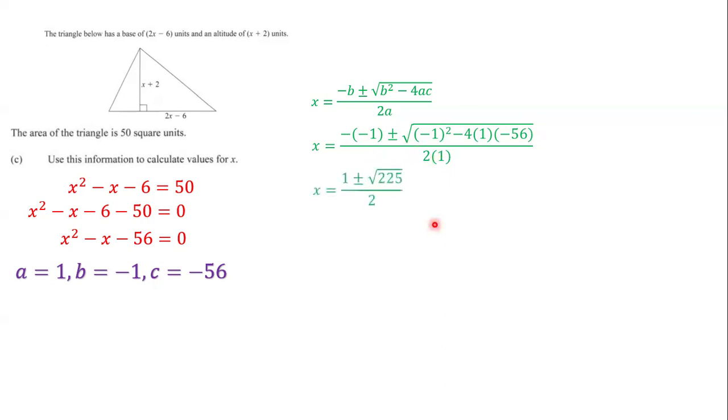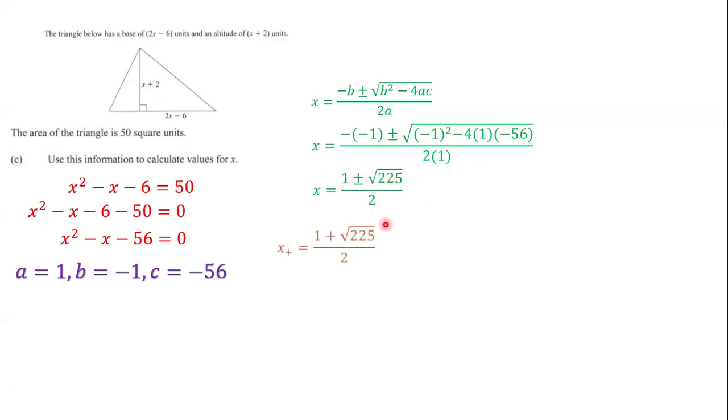And so what we're going to do is figure out what this expression underneath the square root equals. So you have 1 squared minus 4 times 1 multiplied by negative 56. And that gives us 225. So we have that x is equal to 1 plus or minus the square root of 225 all over 2.